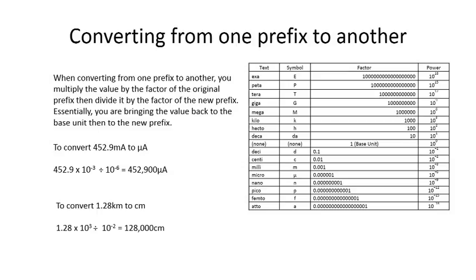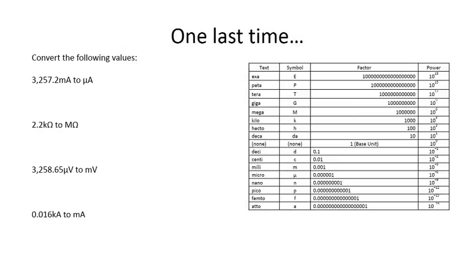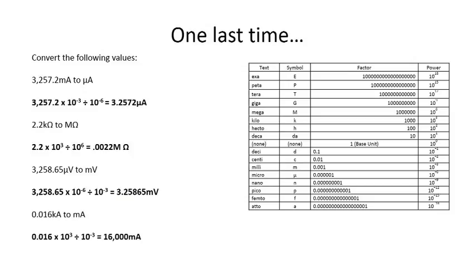Another example, let's convert 1.28 kilometers to centimeters. We take 1.28, multiply it by 10 to the power of 3, the factor for kilometers, and divide it by 10 to the power of negative 2, which is the factor for centi, and we come up with 128,000 centimeters. Pause the video and try these questions to convert from one prefix to another. Pause the video again to review the answers.